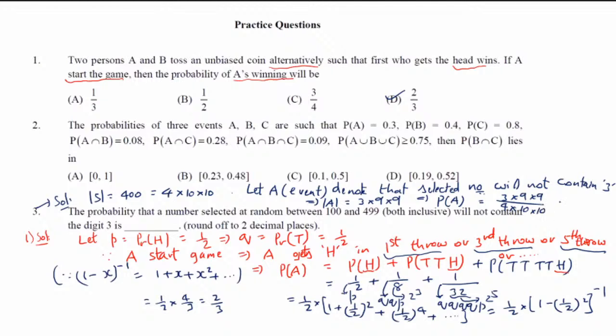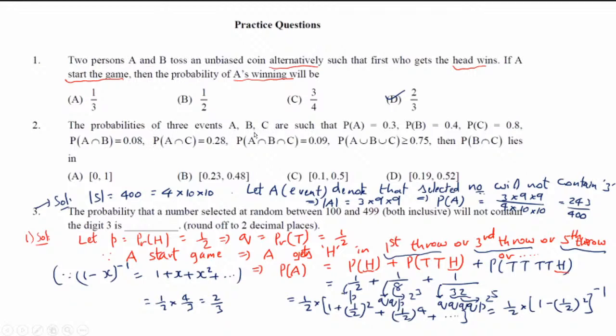So this is 243 divided by 400. According to the options, you have to simplify further. Now, I'm going to discuss the second example.